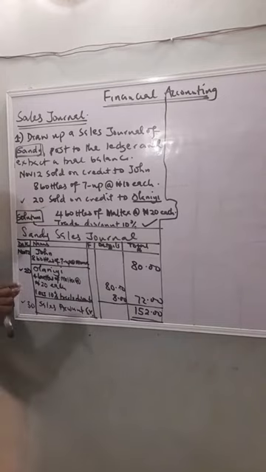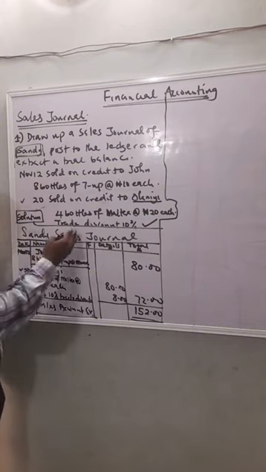Remember, sales is made up of 3 types of transaction. Goods sold on credit, goods sold by cash, goods sold by check. So all these are sales. Whether it's on credit, on cash, or by check, they're all sales. So this is what we call sales journal.